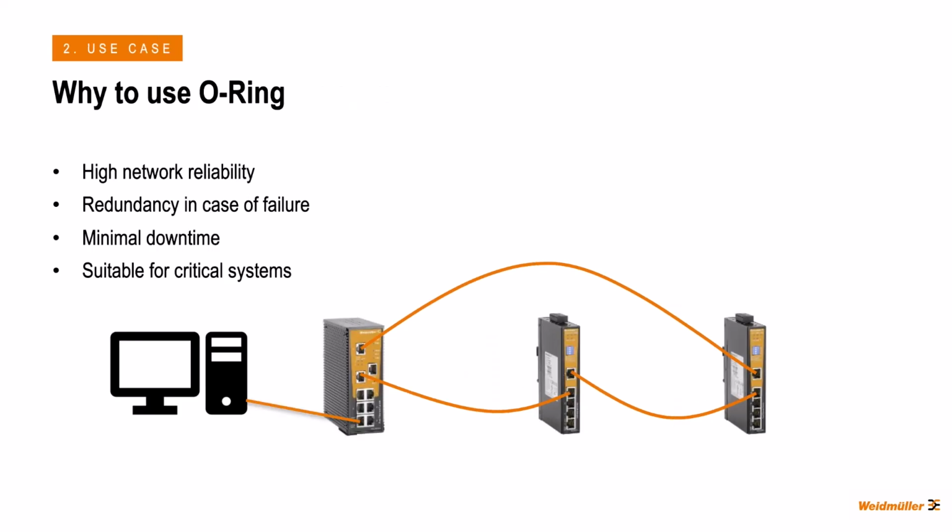The main reason to use an O-ring topology is network reliability. In industrial environments, failures can cause serious problems and downtime. The O-ring provides redundancy by creating an alternative data path. If a cable or switch fails, the network automatically reroutes the traffic. This results in minimal downtime and stable communication. That is why O-ring is especially useful for critical systems where continuous operation is required.